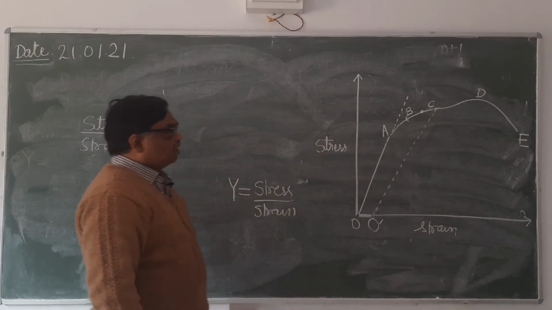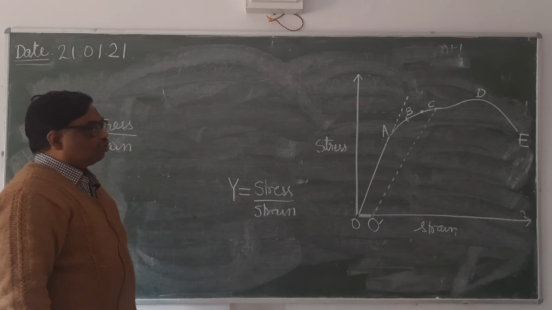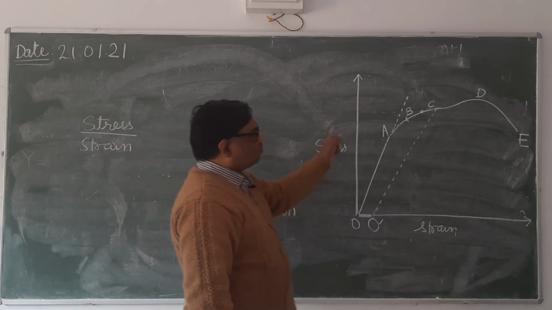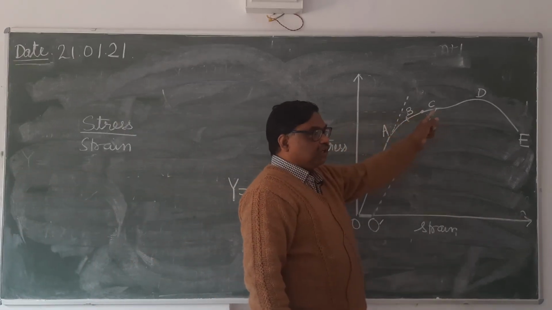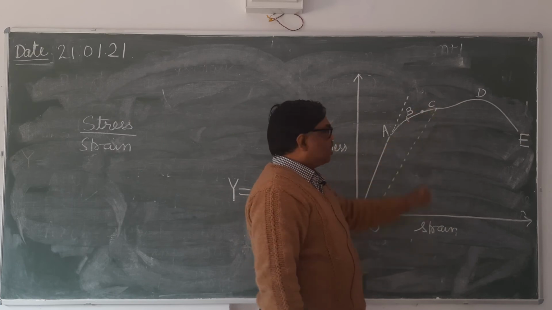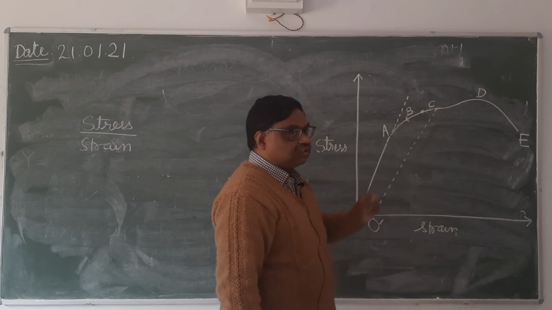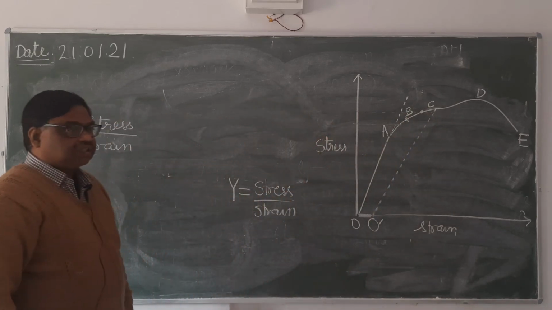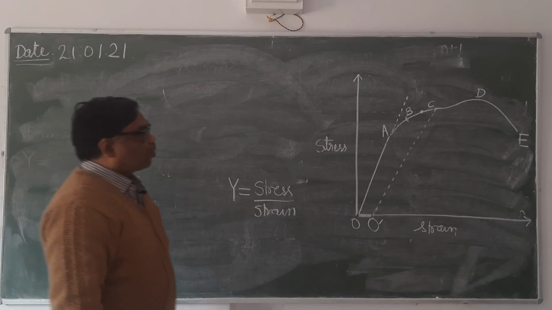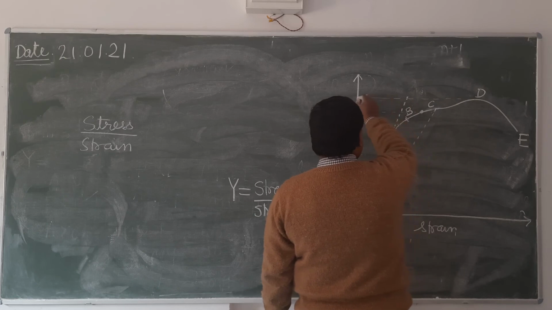It's clear? Now if you keep on increasing the load, what will happen? Strain will increase more rapidly than stress. Beyond B, what happens? Strain is increasing much more rapidly than stress. And at the point D it will become maximum. What is this maximum value of stress?